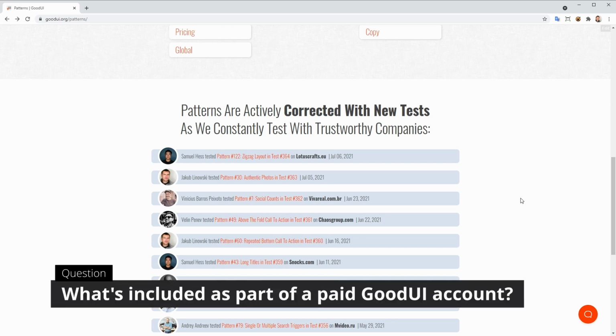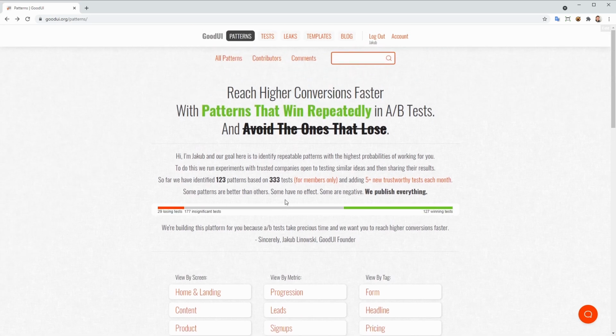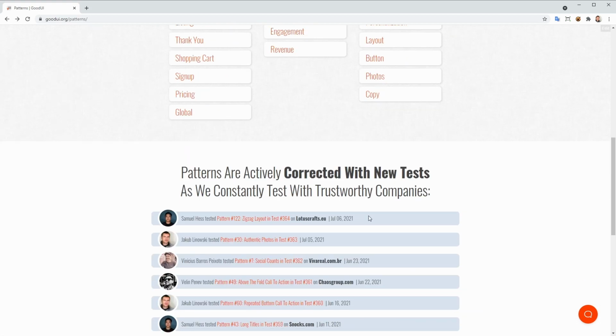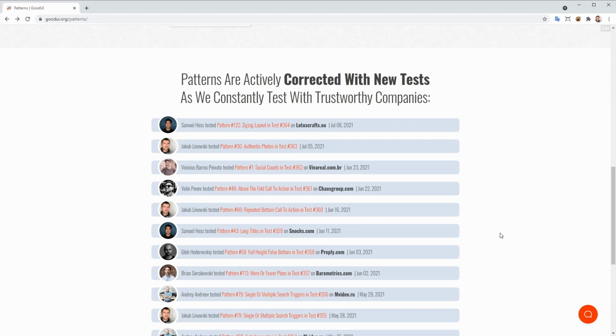Hello, just last week I got asked a bunch of questions on basically what's included in the GoodUI Premium membership. And I wanted to showcase a handful of experiments to give you a bit of a sense of what those look like. So first of all, members get access to all the experiments that are currently listed, as well as we add at least five new experiments each month from various companies, from e-commerce companies, from lead generation businesses, from agencies that work with e-commerce companies.